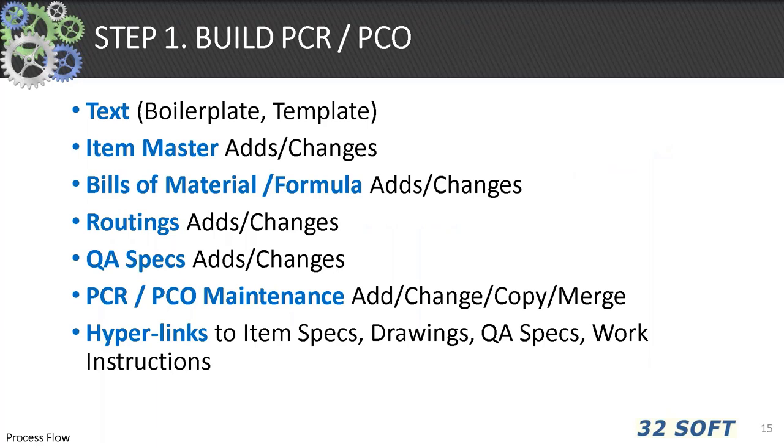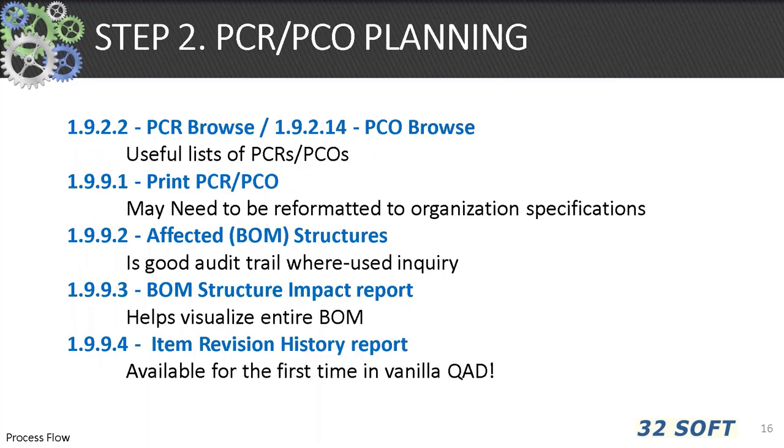After the basic setup is accomplished, which we'll cover, the first step of the process is to create the data required for the product change order. This information includes text, master comments, item master information, bill of material, formulas if you're using them, process specifications, item specifications, all through the creation of the product change order itself in 1.9.2.13. And this can all be assisted by hyperlinks to individual item specifications and drawings.